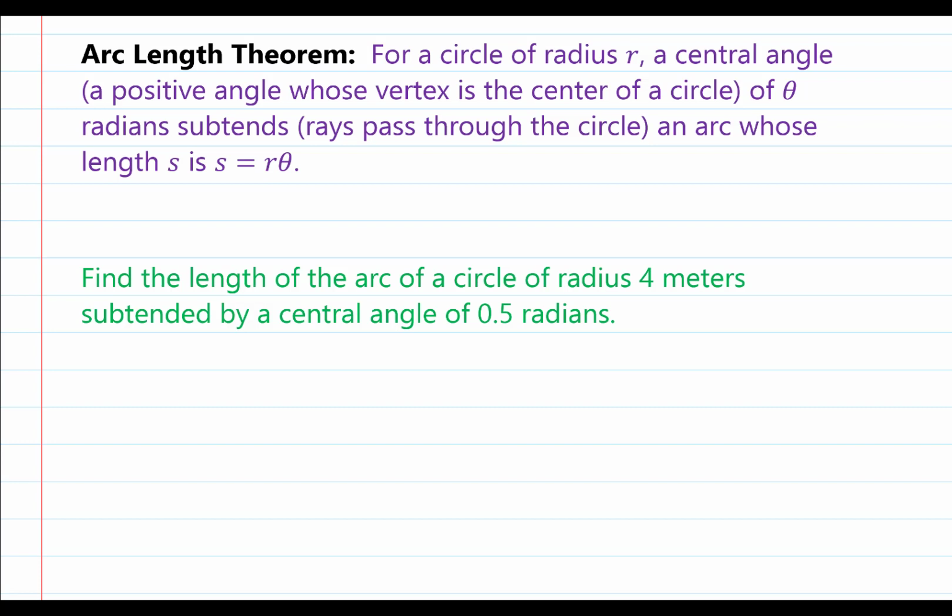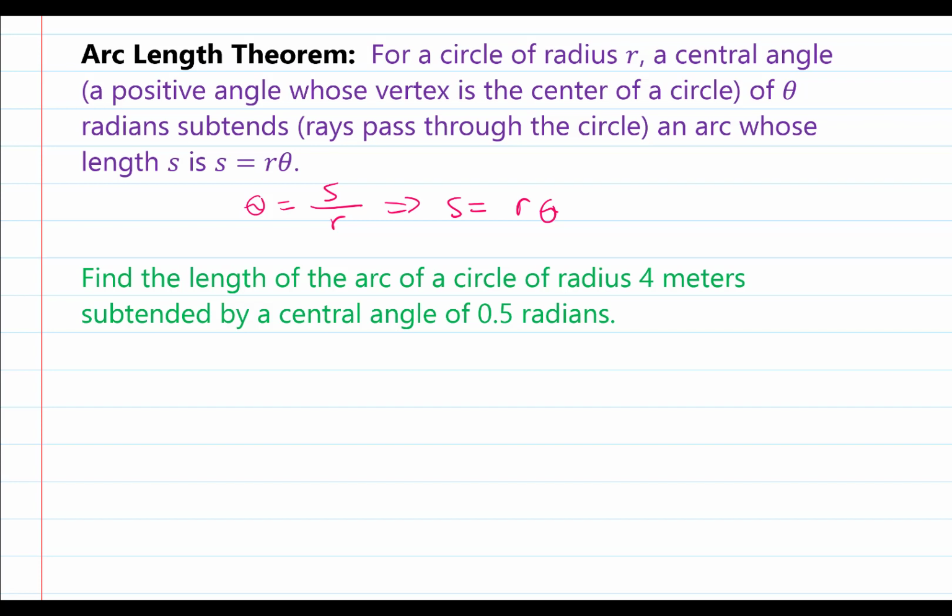The arc length theorem says for a circle of radius r, a central angle, which is a positive angle whose vertex is the center of a circle, of theta radians subtends an arc whose length is s. Subtends means the rays pass through the circle. Remember the formula we just discussed: theta is equal to the arc length over r, the radius. If we solve that formula for s by multiplying both sides by r, we end up getting s is equal to r times theta.